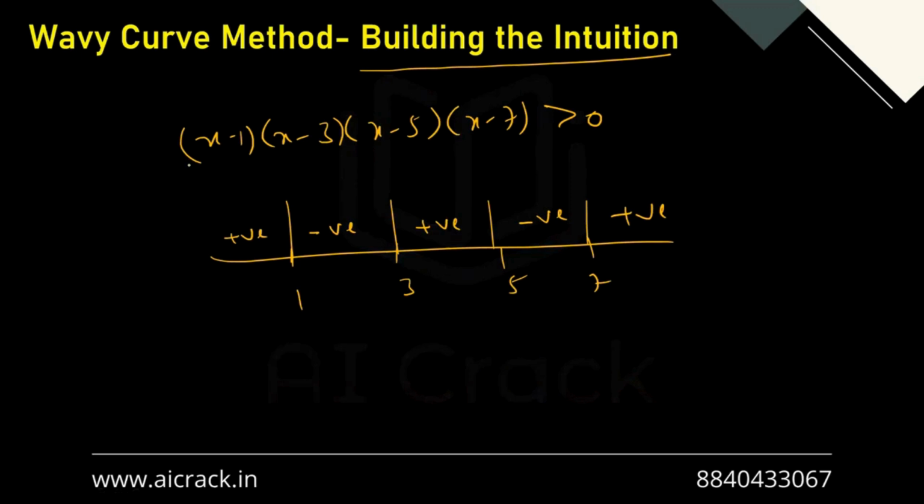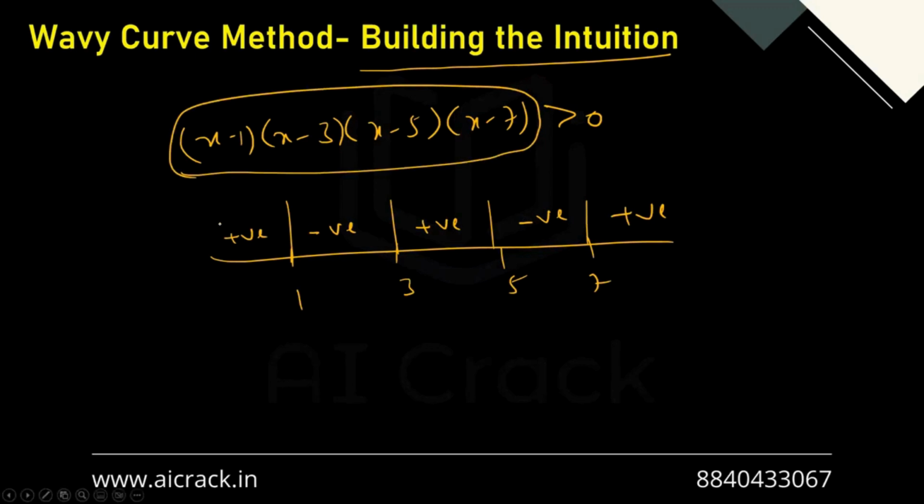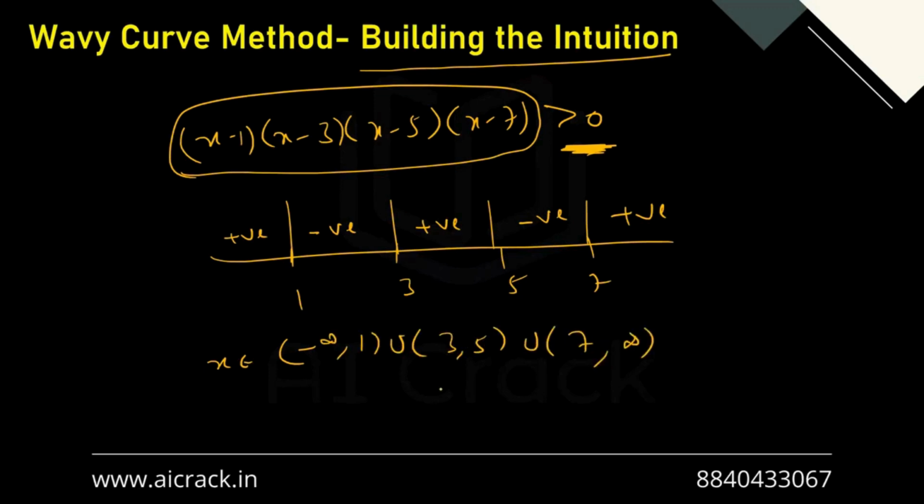Okay, so we know that we have this function, and this function is positive over here, negative over here, positive over here, negative over here, and positive over here. And we have to find out the zones or the values where this function is positive, right? So that basically means x belongs to this positive zone, that is minus infinity to 1, union this positive zone 3 to 5, union 7 to infinity this positive zone. So we have to take all the positive zones and take the union of that.